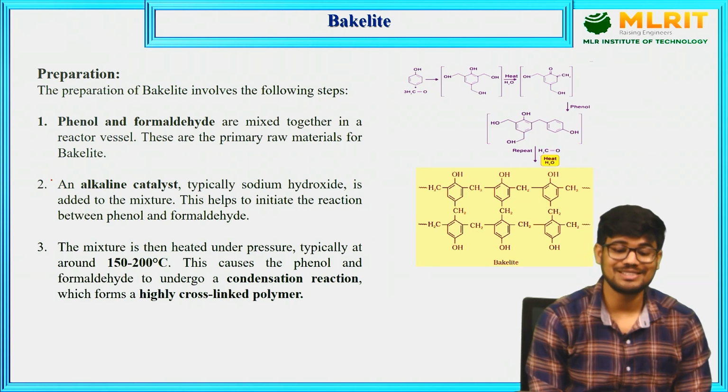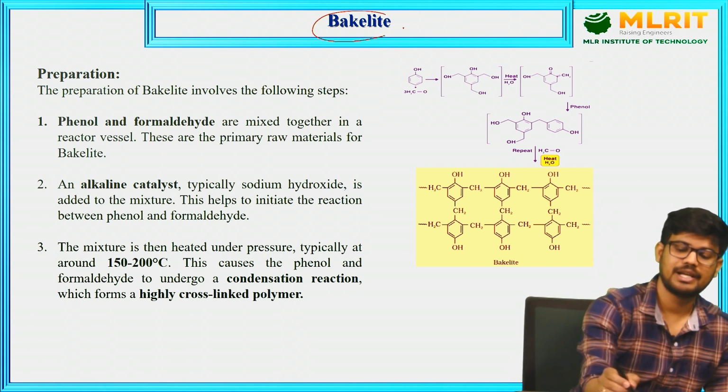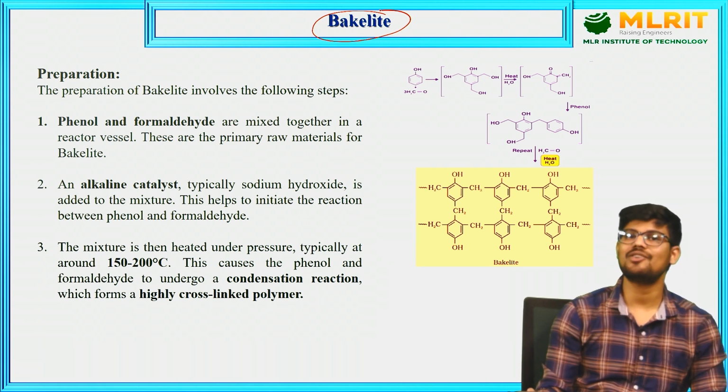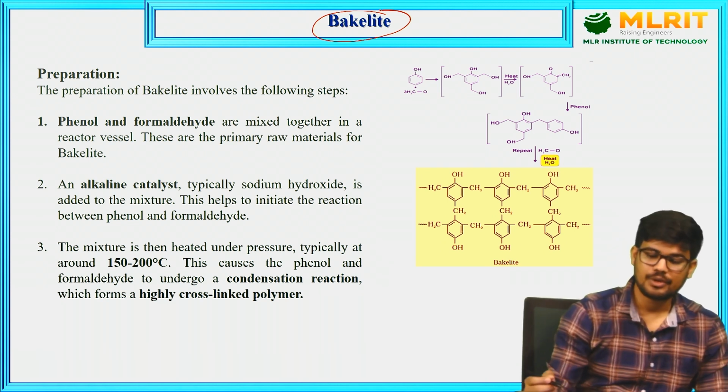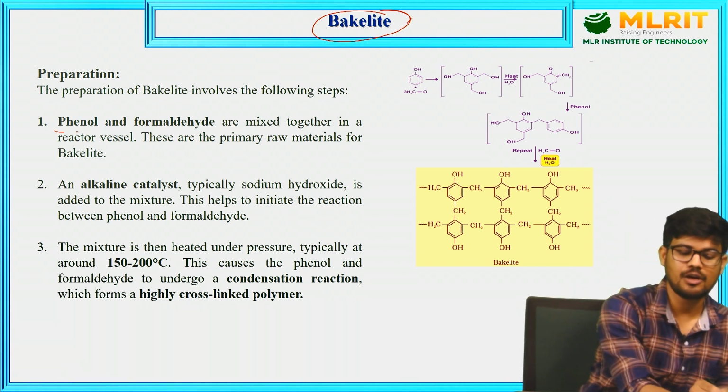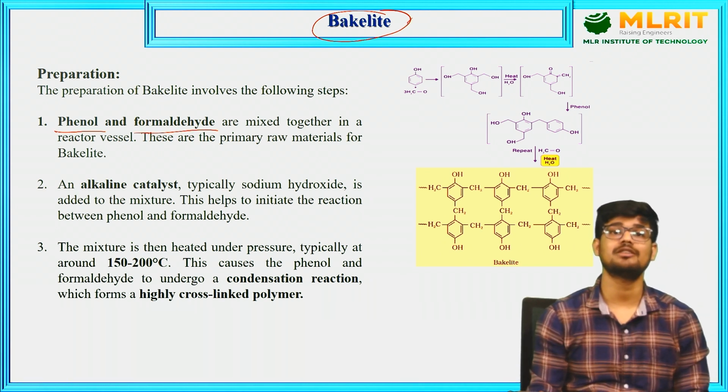Now come to the third example, that is bakelite. Bakelite is one example of a condensation polymer as well as a thermosetting polymer. You cannot recycle this polymer. So how will we synthesize this bakelite? First, phenol and formaldehyde, these two are the monomer units.